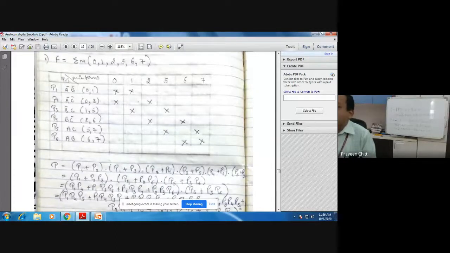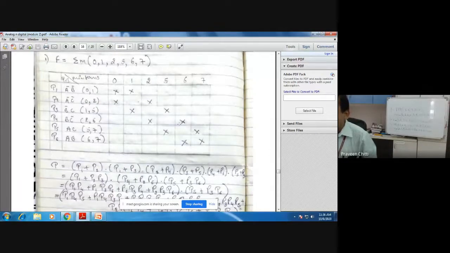Then how to overcome this difficulty? That's where Petrick's method comes into the picture. It is a very simple method. When you want to apply it, you have to mark all the prime implicants as P1 to Pn. Here there are 6, so we have marked them P1, P2, P3, P4, P5 and P6. Is that clear? Now, using these 6 prime implicants, we have to arrive at the essential ones.